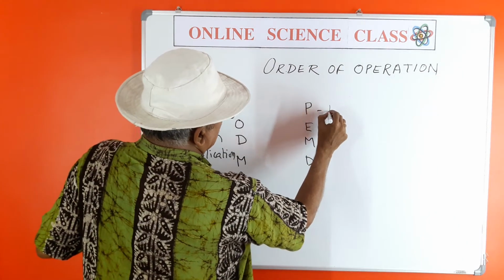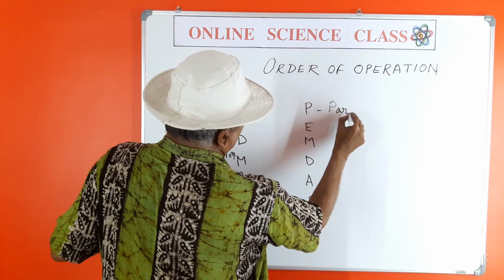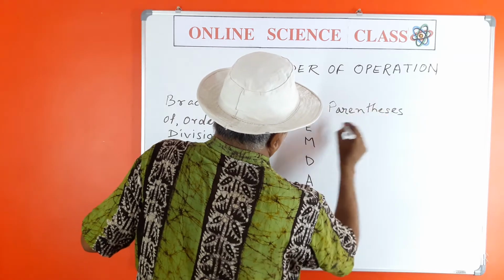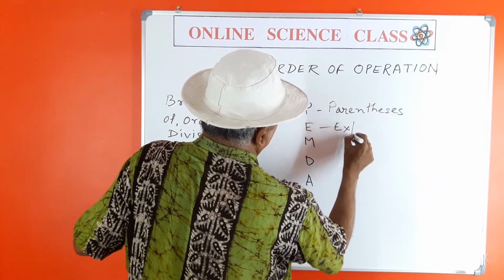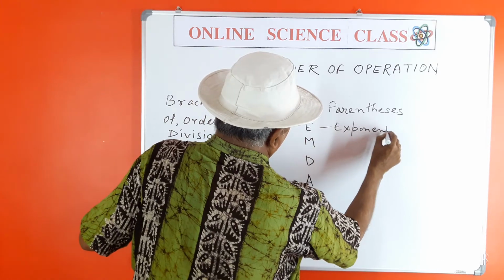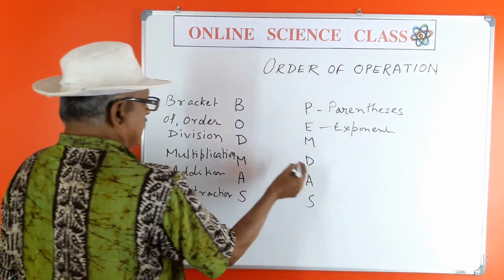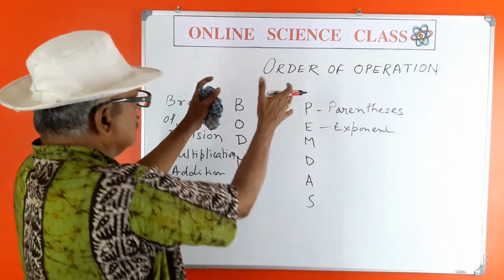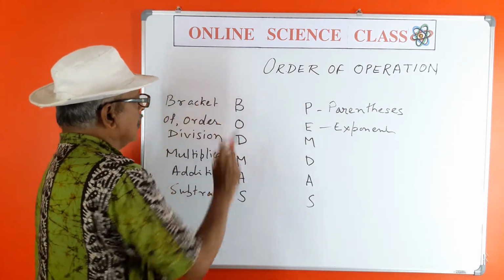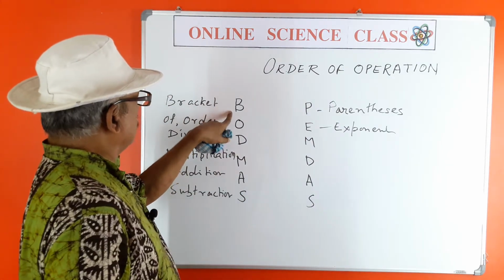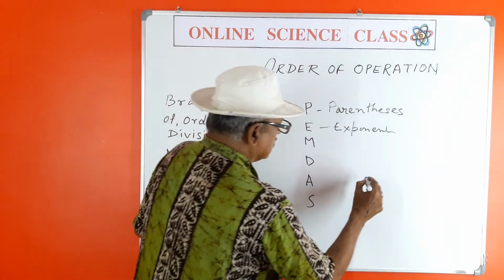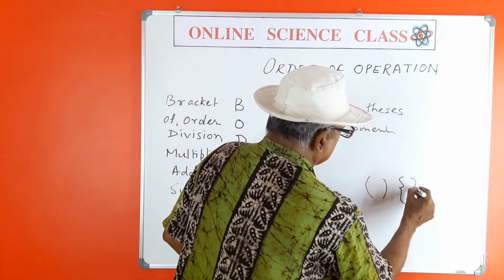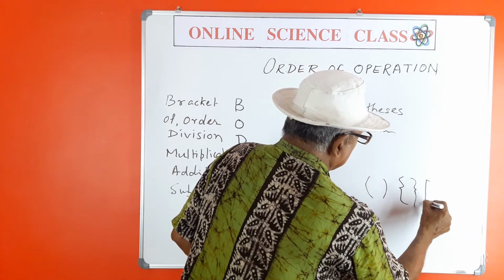Here P, it is parenthesis. E for exponent. This M multiplication, D division, A addition, S subtraction. So this is the sequence. First we will look into the bracket. Bracket means there is, say, this is small bracket, this is curly or second bracket, then there is big or third bracket.